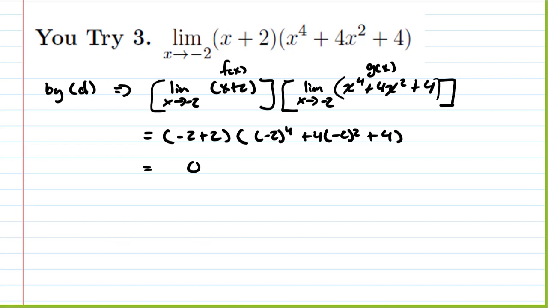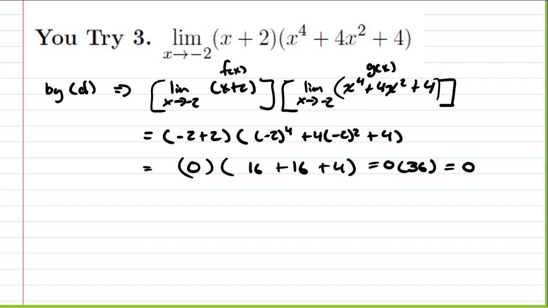So that gives us 0 times negative 2 to the 4th, which is 4, 8, 16. Negative 2 squared is 4, plus another 16, plus 4. Not that we really need that. It's 0 times 36, because 0 times anything is 0.